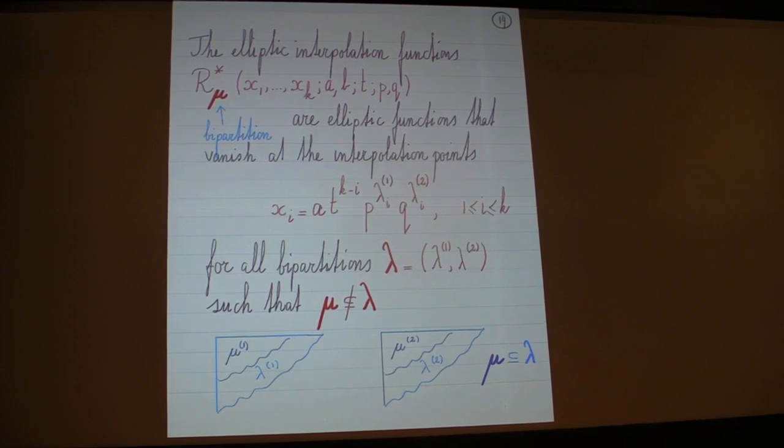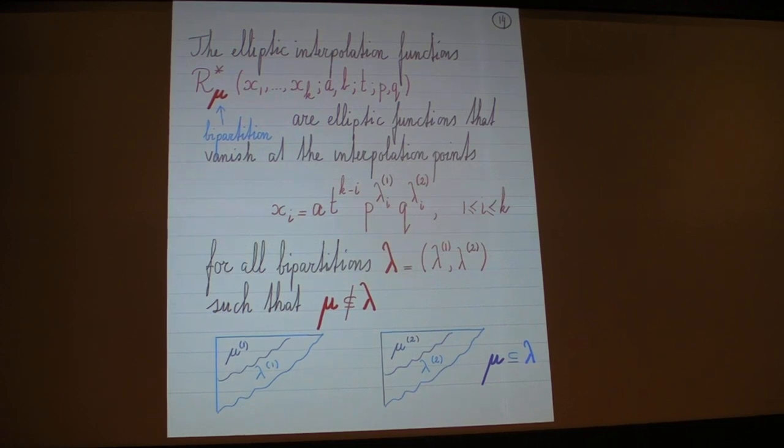It doesn't completely fix them, but at least in the spirit of Okounkov, this is roughly what determines these functions. Okay? So we just write this. This is true for bipartitions such that mu is not contained in lambda. Containment of bipartitions just means that the first one is contained in the first. So this is two partitions, the first mu is contained in the first lambda, and the second mu is contained in the second lambda. Just so we have all of these interpolation points.